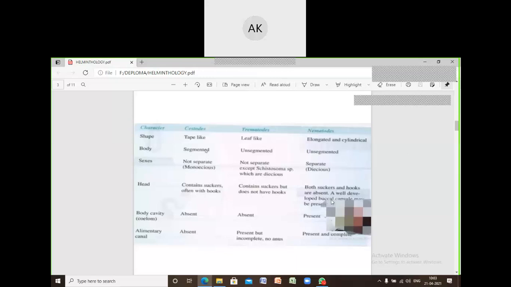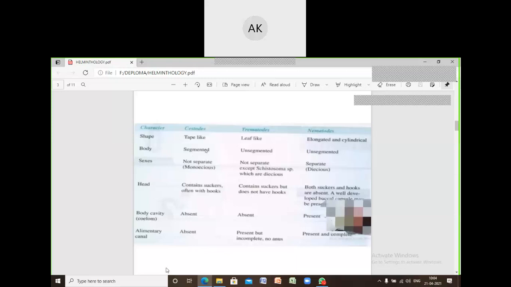I've already marked the next sentence, so you don't have to take this. This is BSc 1, so you don't have to take this. You just have to write that cestodes contain suckers and hooks, and trematodes contain suckers but do not have hooks. In nematodes, both the sucker and the hook are absent.